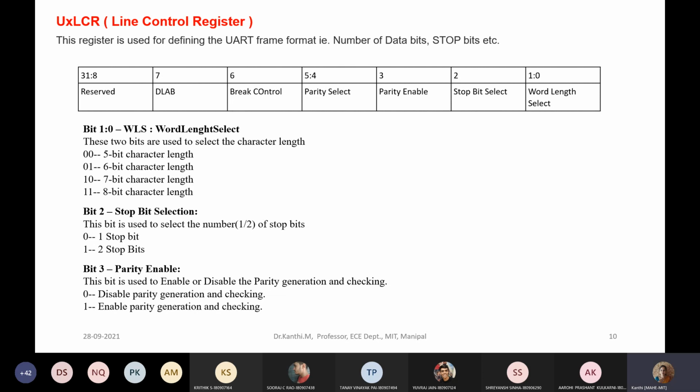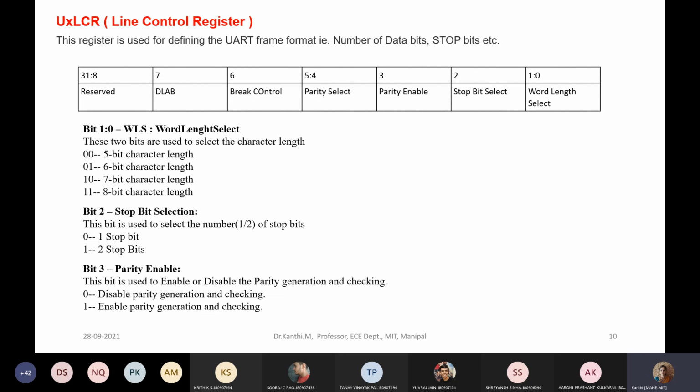This bit is used to select the number of stop bits. As I've shown in the first slide of this, the data frame has a start bit, a stop bit and a parity bit. The data is embedded with the start, stop, and your parity. So this can be used to select the number of stop bits. If it is 0, 1 stop bit; if it is 1, 2 stop bits.